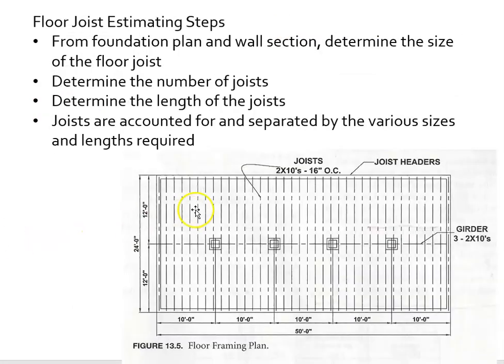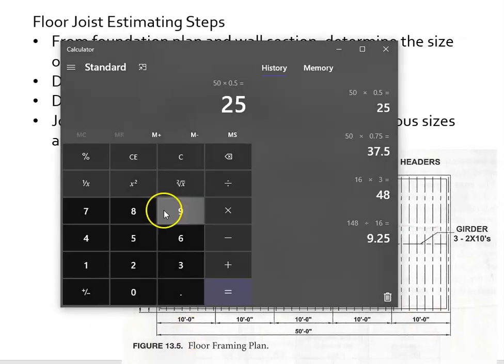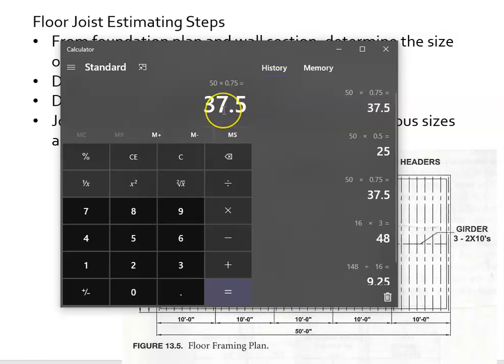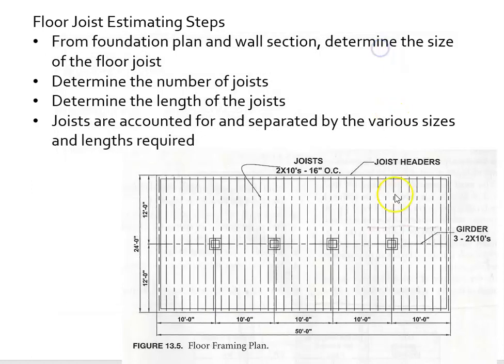So if we come here, 50 feet across, if they were 1 foot apart, there'd be 50 plus 1. If they were 2 feet apart, there'd be 25 plus 1. If they were 16 inches apart, 50 times 0.75, there would be 38 plus 1. So 39 is the answer to the question. It takes 39 joists to get across this space.